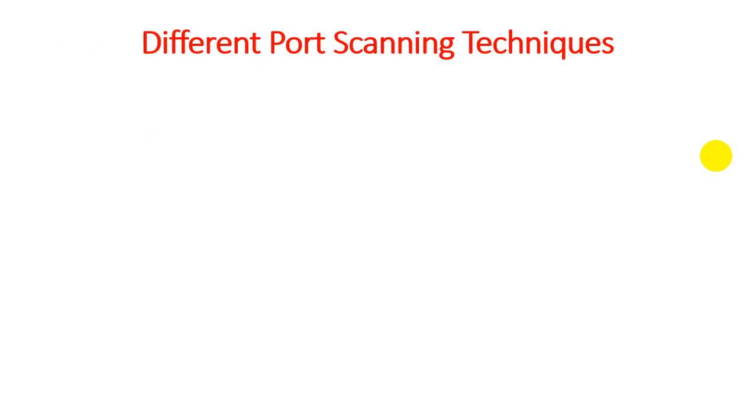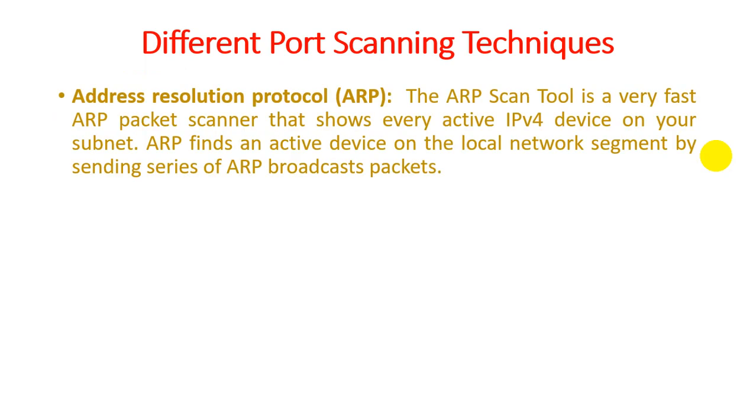So we will start with the different port scanning techniques. The first technique we are discussing in today's lecture is Address Resolution Protocol, ARP. The ARP scan tool is a very fast ARP packet scanner that shows every active IPv4 device on your subnets, because we have not updated our security techniques from IPv4 to IPv6. We are currently working on IPv4 for remote connections, or we can say internet activities.